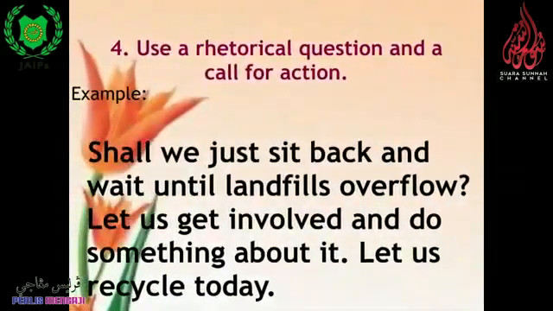The fourth way to end your composition is to use a rhetorical question and a call for action. But you must remember, if you start your composition with a rhetorical question, do not end it also with another question. So, for rhetorical question, choose whether you want to use it for the introduction or for the conclusion. Look at that. Shall we just sit back and wait until landfills overflow? Let us get involved and do something about it. Let us recycle today. There's a rhetorical question there.